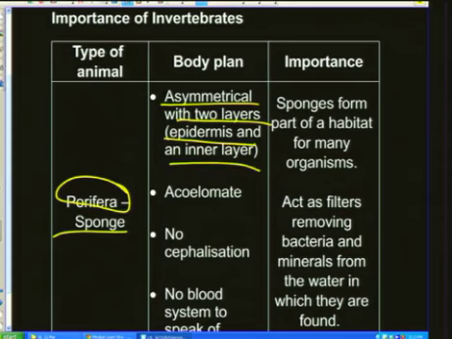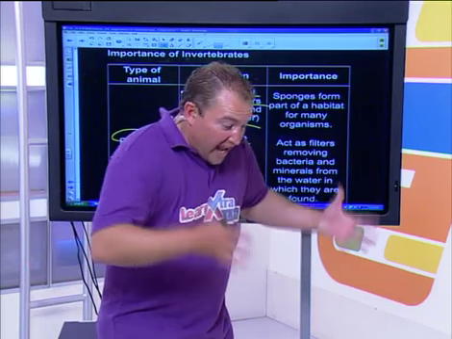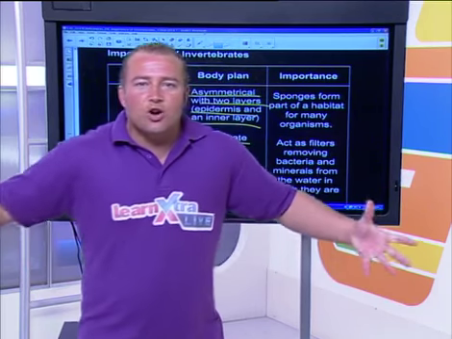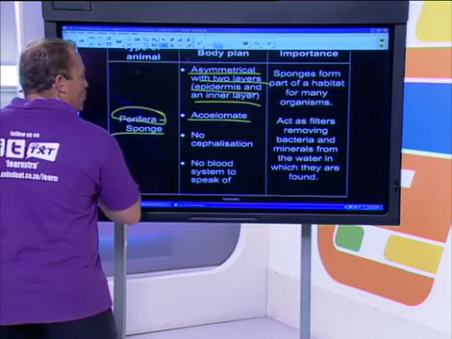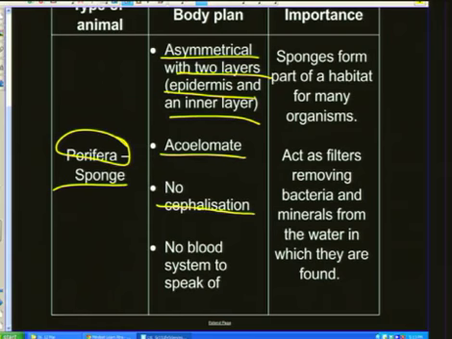Also they are acoelomate. What's a coelomate? I'm just going to say the A means it has not got one. So it hasn't got a coelom. Okay, next one, no cephalization.